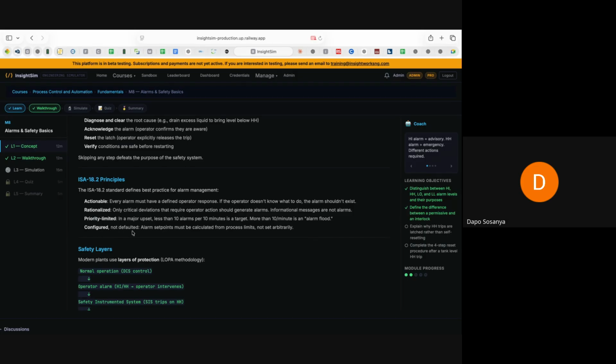Configured, not defaulted. Alarm set points must be calculated from process limits. They must not be set arbitrarily. So the alarm set points must be configured based on the process limits. For example, for a tank that stores gas, if you want to set your alarm, you need to consider the capacity of that tank.